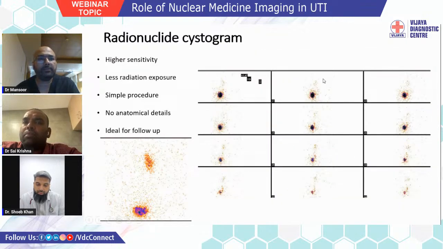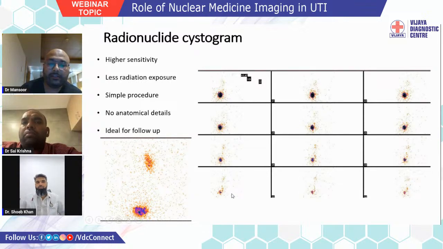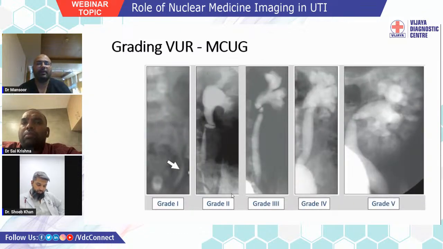This has higher sensitivity and less radiation exposure. It is a simple procedure, but the main drawback is you're not seeing any anatomical details. So you will not know whether there is a posterior urethral valve, a ureterocele, or a duplex moiety. It's very difficult to see all these things, and to know how the anatomy is, you would have to do an MCUG at least once, and the DRCG scan would be ideal in following up the patient. This is how MCUG looks, and here you can see a good deal of anatomy.